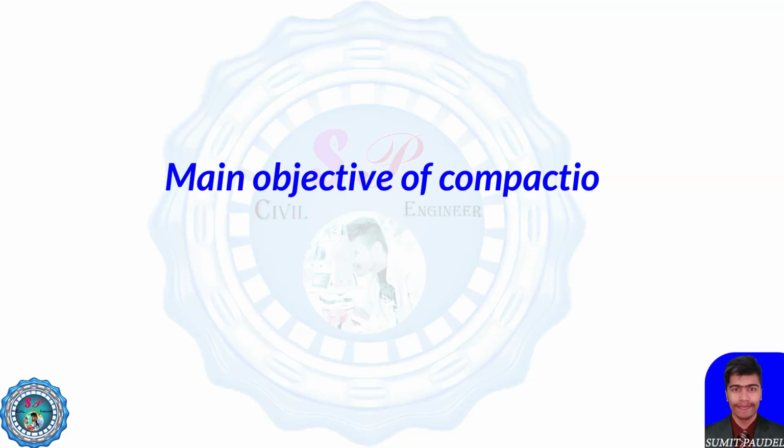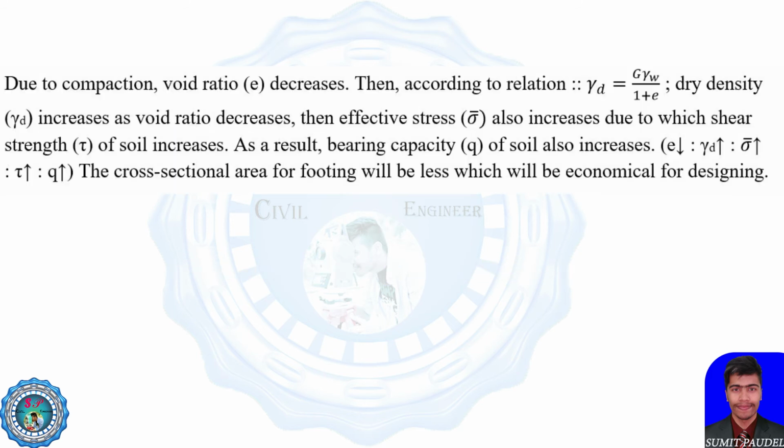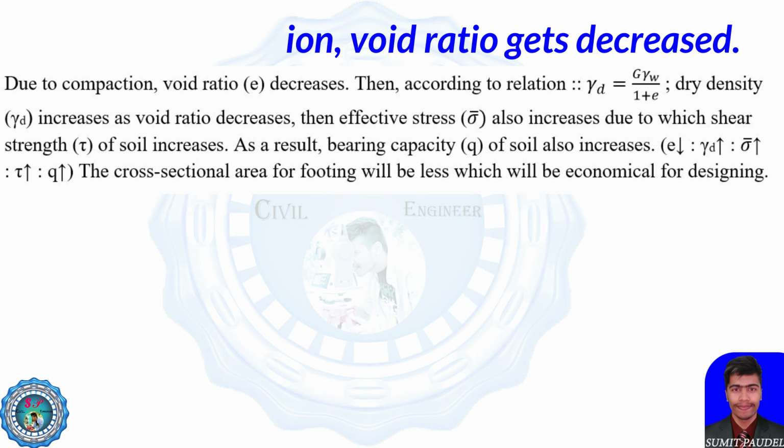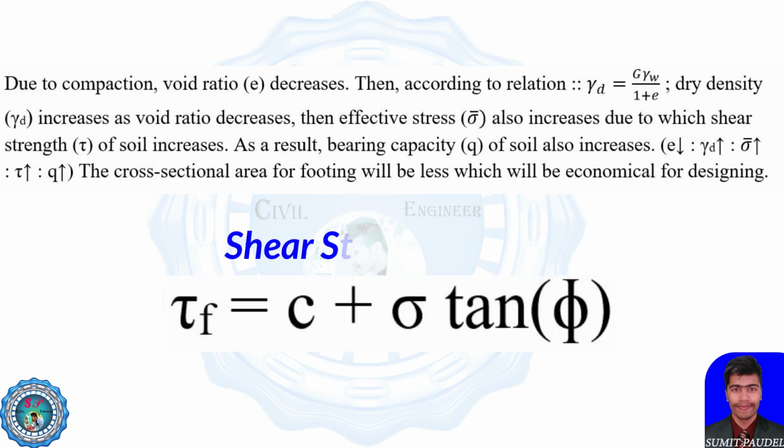And the objective of compaction is to increase the dry density of the soil. When the void ratio decreases, according to the relation gamma d equals G gamma w by 1 plus e, gamma d increases. This means dry density increases. When the dry density increases, the effective stress of the soil increases. And as we know, the shear strength of the soil is tau equals C plus sigma tan phi. This is the shear stress equation, and when sigma, the effective stress, increases, the shear stress increases.